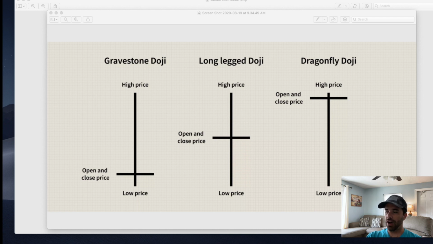You want to watch the volume too. So that's how you use these candlesticks, or that's an example of how you use these candlesticks. So that's one of the candlesticks right there that I use for bounce plays. Now you understand the basics of a gravestone doji, a long-legged doji, and a dragonfly doji candlestick.